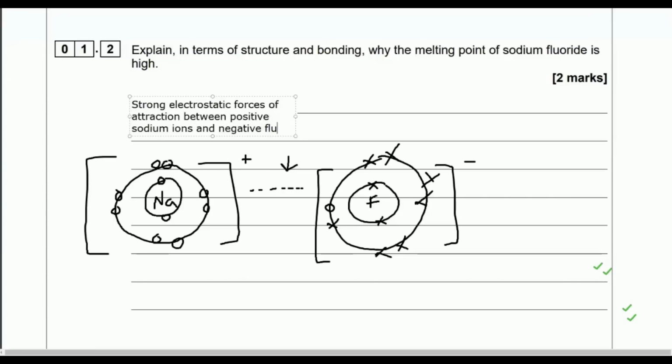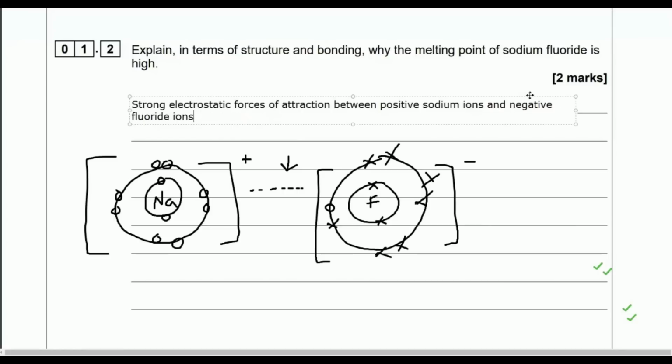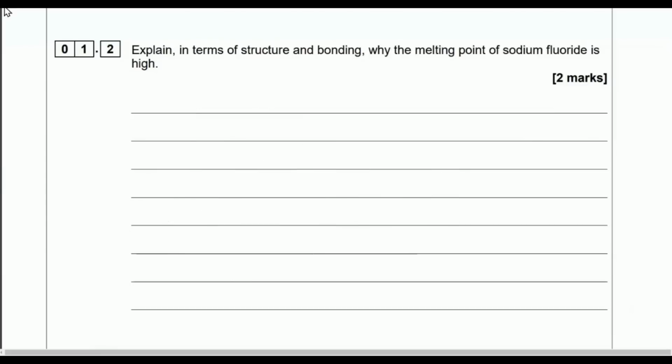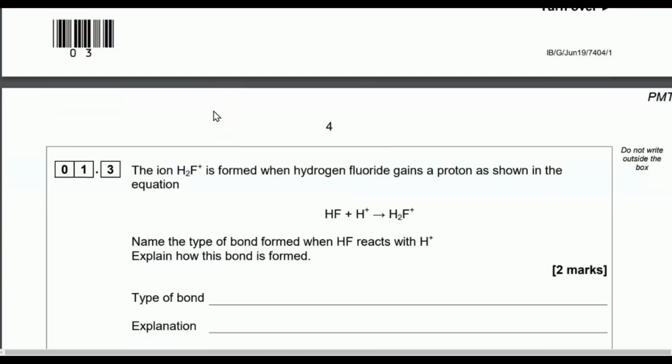Strong electrostatic forces of attraction between the positive and negative ions, or the oppositely charged ions, require lots of energy to break. Now, in a giant ionic structure, you're going to have many, many of these strong electrostatic forces of attraction, known as ionic bonds, and you're going to require lots of energy to break them. Hence why sodium fluoride has a very high melting point, and you don't often see salt melting when you're doing your cooking. All right, let's get on to 1.3.